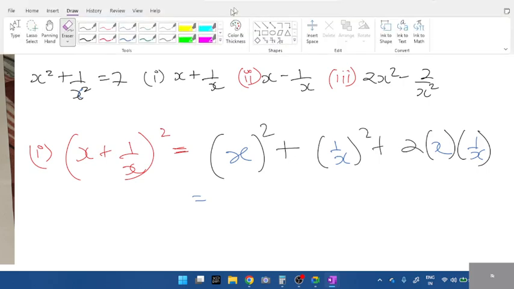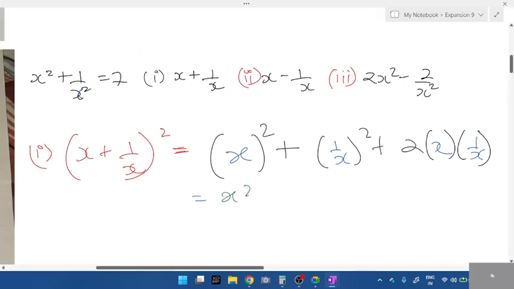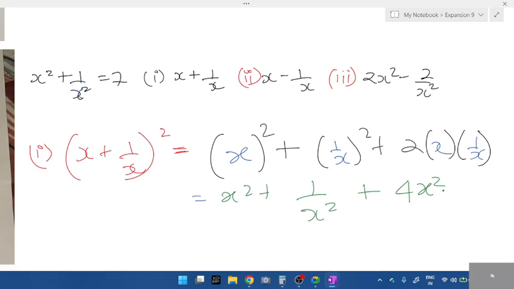Square plus, 4. Explain how did you get 4? Which one is like 2? Now, what is the answer?